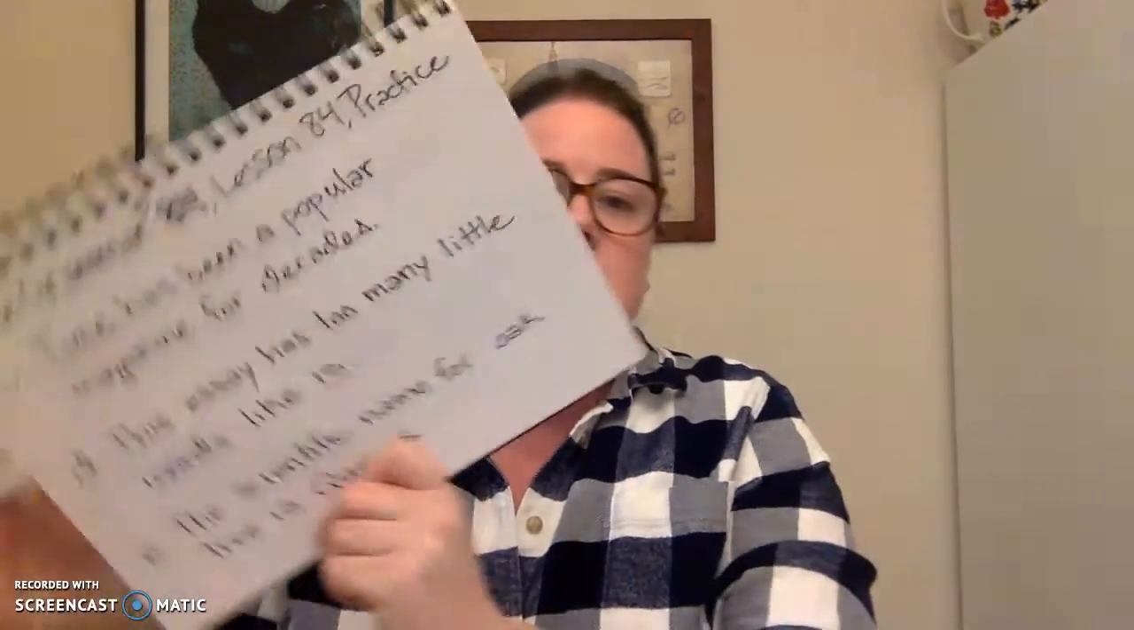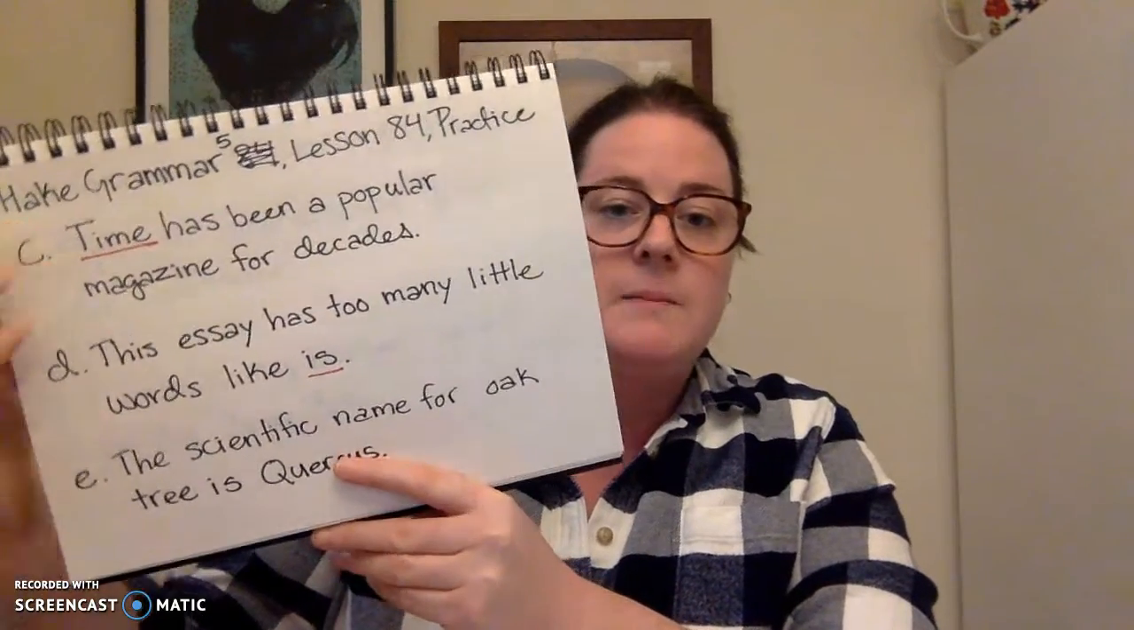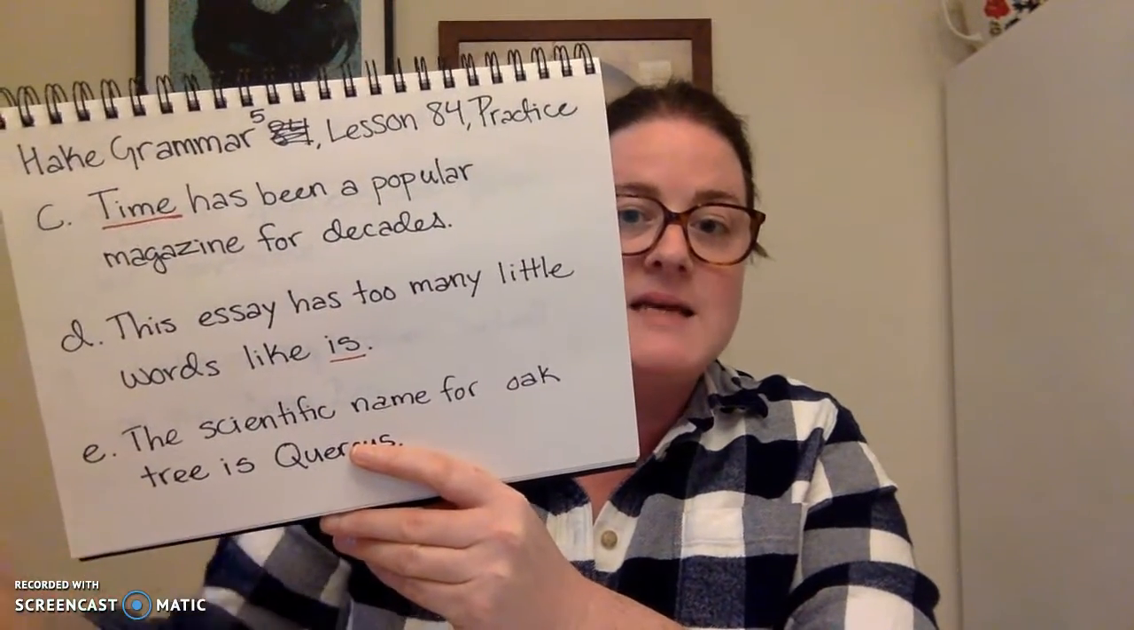Sentence D. "This essay has too many little words like is." In this sentence, we're going to underline is because the word is being referred to as a word. It is not functioning as a verb in our sentence. Our sentence is talking about the word is. So we're going to underline it.